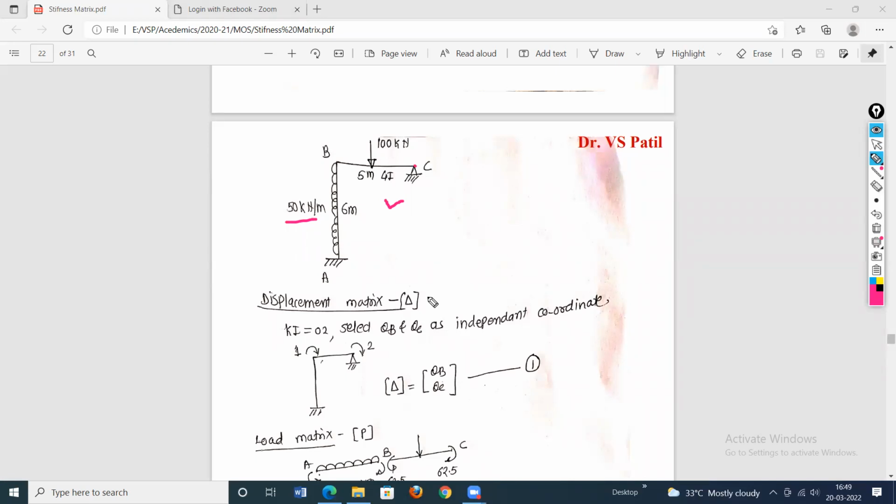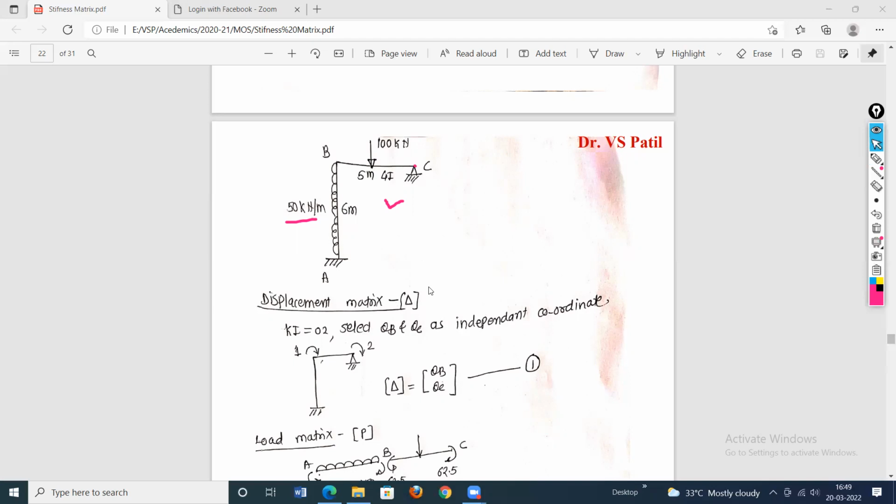In the case of analysis of portal frames using the stiffness matrix or any other method, first of all, it is very important that we must be able to recognize whether it is a sway type frame or a non-sway type frame. If it is a sway type frame, then the analysis is different, and if it is non-sway, then the analysis is different. Now this is a non-sway type.